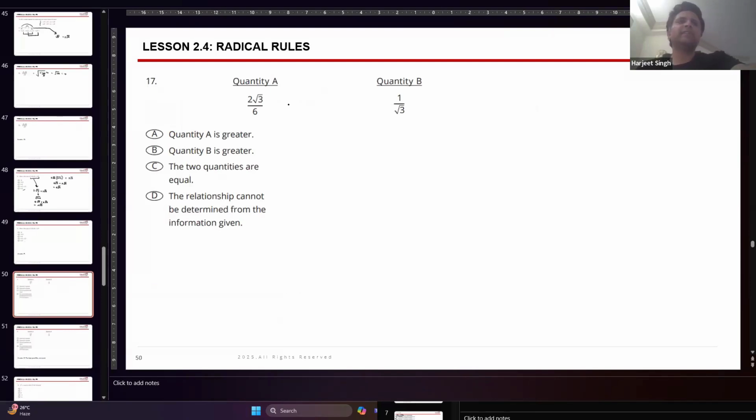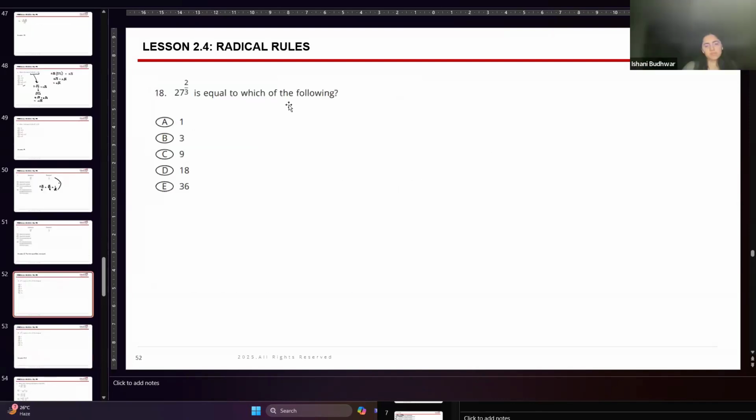Which quantity is higher? 15 seconds. Time starts now. It's the same thing. So 2 root 3 by 6 becomes root 3 by 3, which is 1 by root 3, which is the same as this.